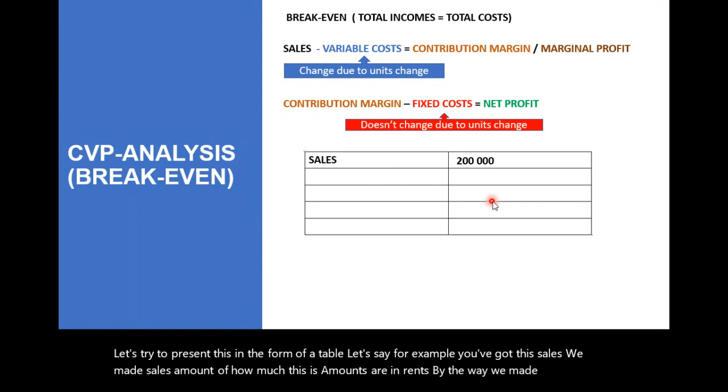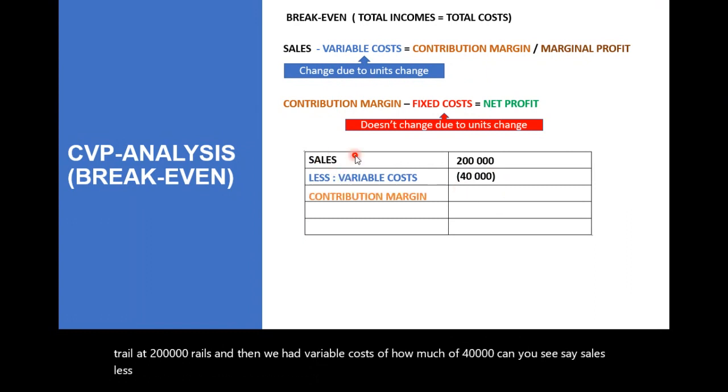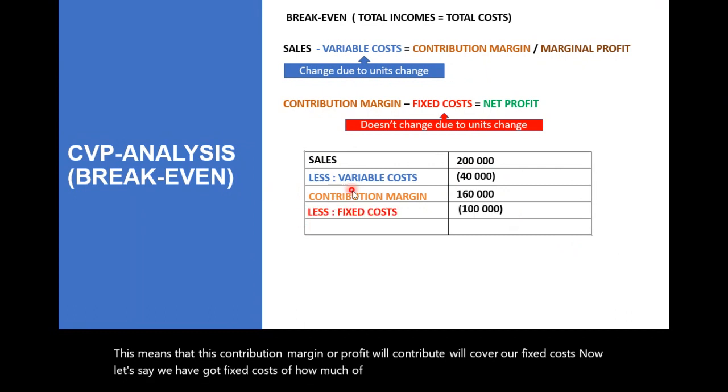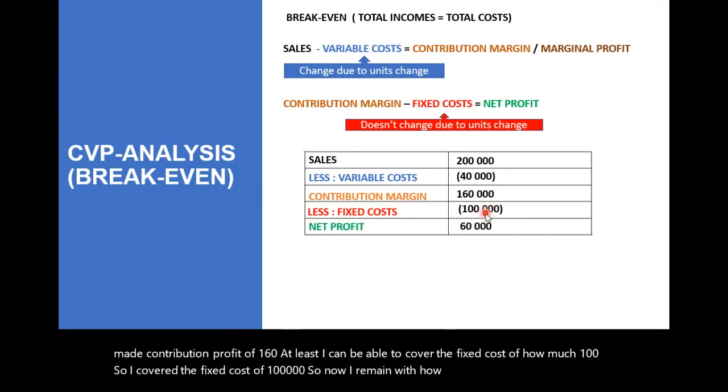We made sales of 200,000 rands, and then we had variable costs of how much? Of 40,000. Can you see, if you say sales less variable cost, you get a contribution margin of how much? Of 160,000. This means that this contribution margin or profit will cover our fixed costs. Now, let's say we have fixed cost of how much? Of 100,000. Can you see, for the mere fact that I made a contribution profit of 160, at least I can cover the fixed cost of 100,000. So now I remain with how much? A net profit of 60,000.